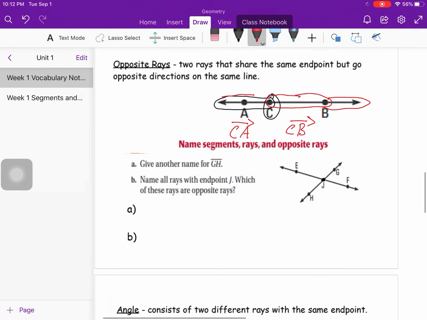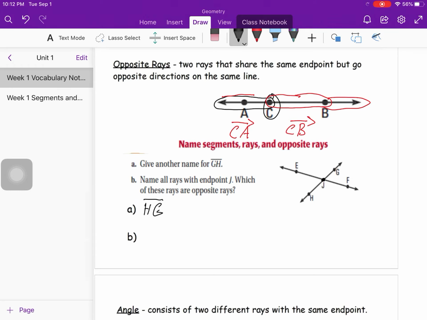All right. Next one, give another name for GH. So that's line segment GH. So if you remember, the only other way to name a line segment is to just change the order. So we would just say this is HG with a bar, no arrows, because it's a line segment.